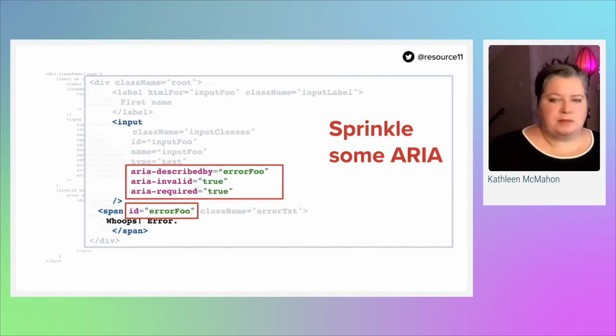We're going to mix in some key ARIA spices for validation. We're going to add ARIA invalid, ARIA required, and pair the ARIA described by attribute with the error text ID's value.